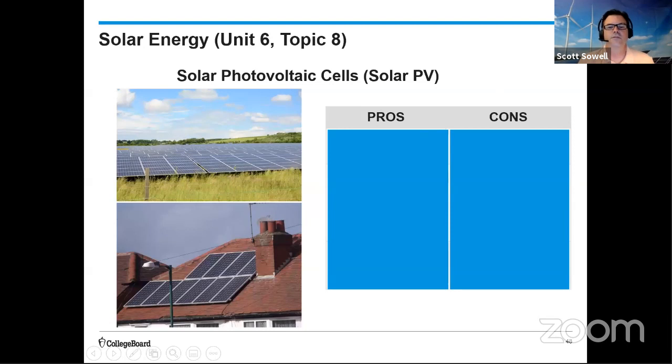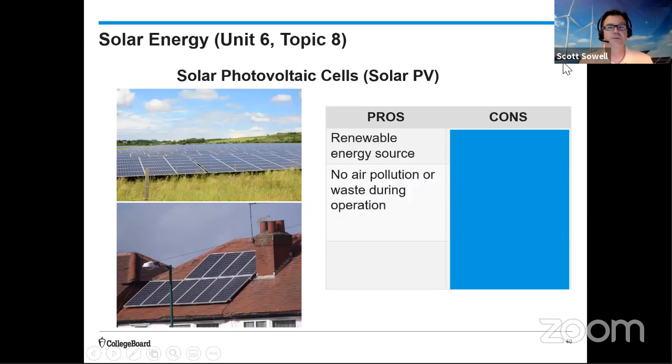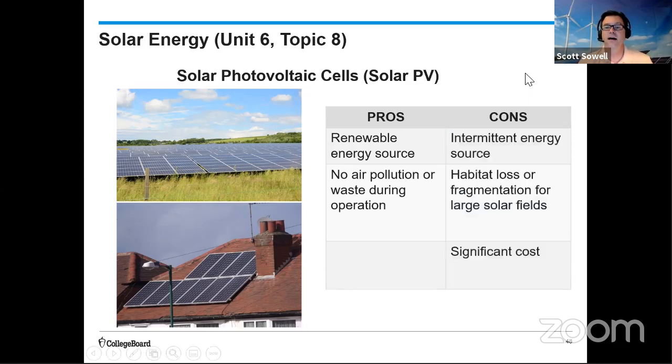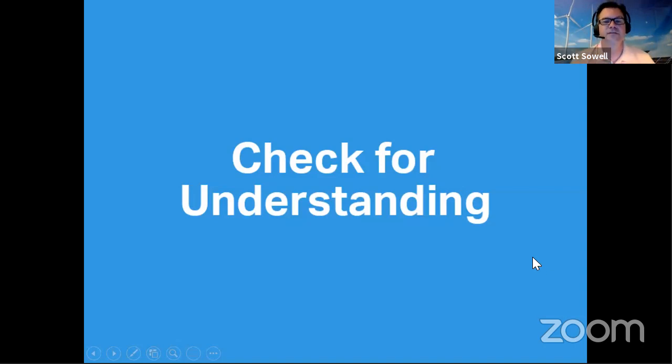So let's look at some overall pros and cons. The pros should be pretty evident. It's a renewable energy source, and there's no air pollution or waste during operation. Some of the cons, well, it's an intermittent energy source. If the sun's not shining, there's no electricity. There could be some habitat loss or habitat fragmentation from these large solar fields. And then there's also significant cost involved. This has not yet come down to a point where it's as competitive cost-wise as some of the other electricity generating sources. And then we also have to think about how we're mining and extracting the elements and the materials needed to construct the panel. All right, let's do a quick check for understanding about solar.